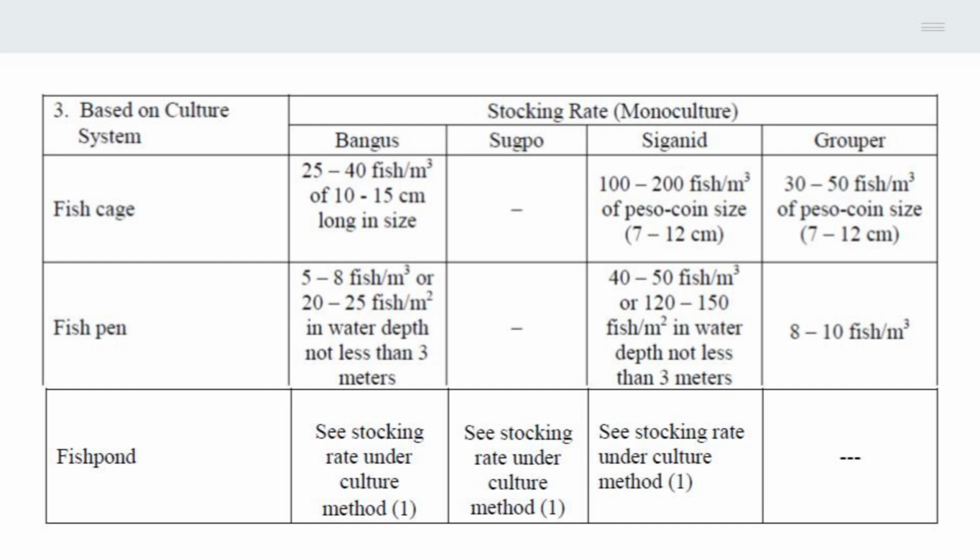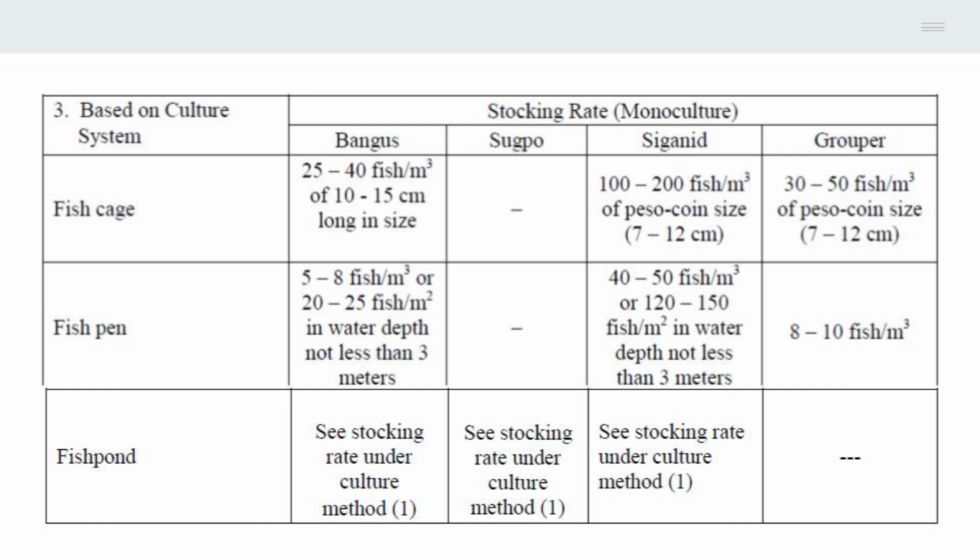Next is fish pen culture. They are semi-enclosed structures in natural waters, which are larger than cages and allow fish to move freely in a semi-controlled environment. These enclosures are built in natural water bodies with a minimum depth of 3 meters to ensure good water circulation and prevent overcrowding. For the bangus, they are stocked at 5 to 8 fish per cubic meter or 20 to 25 fish per square meter. For the siganid, they are stocked at 40 to 50 fish per cubic meter or 120 to 150 fish per square meter. As for the grouper, they are stocked at 8 to 10 fish per cubic meter.